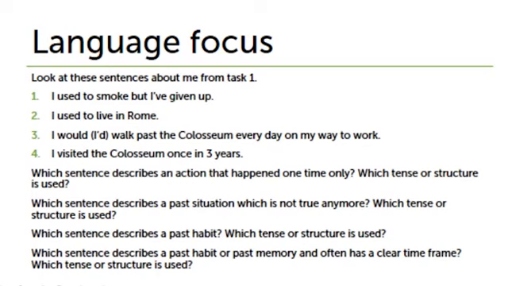Number 2, I used to live in Rome. Now I live in the UK, as you know, but I used to live in Rome, in Italy. Number 3, I'd walk past the Colosseum every day on my way to work. And 4, I visited the Colosseum once in 3 years. Can you answer the questions now, please? Look at the first one. Which sentence describes an action that happened one time only?